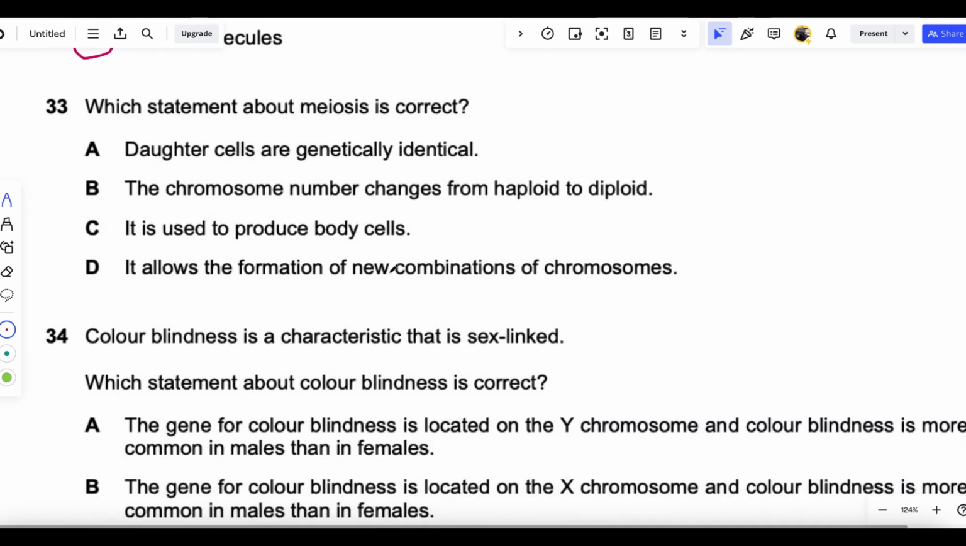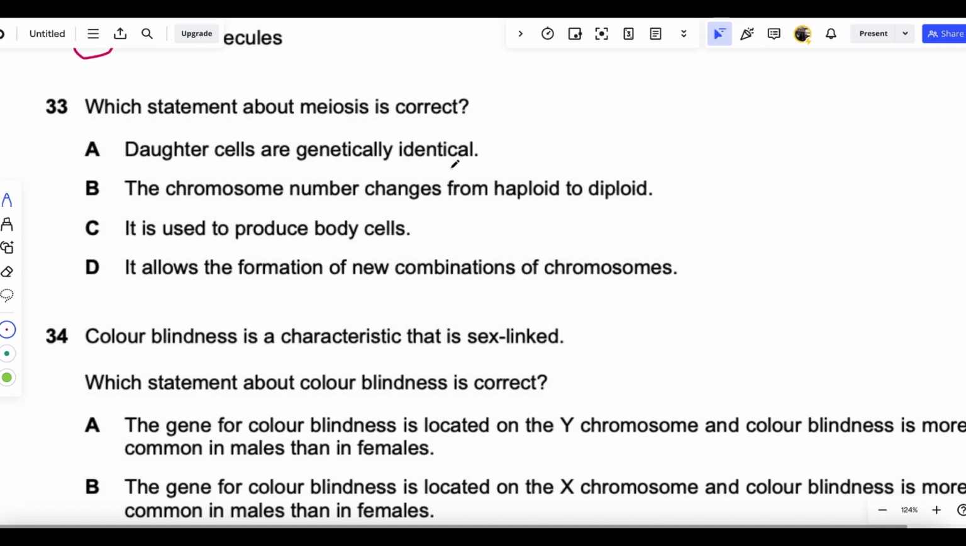We go to question 33. For question 33, we say which statement about meiosis is correct? Okay, the daughter cells are genetically identical.